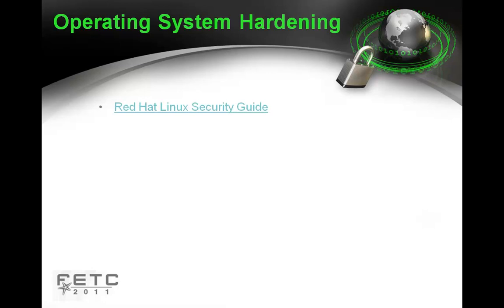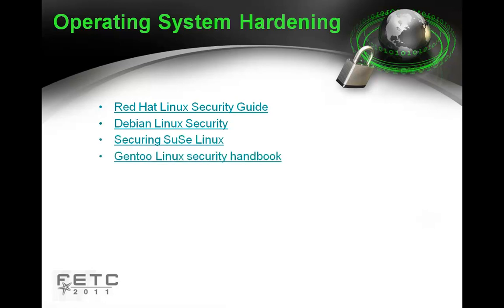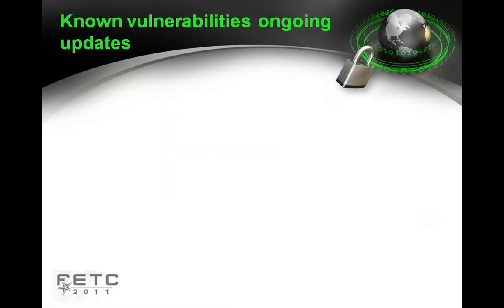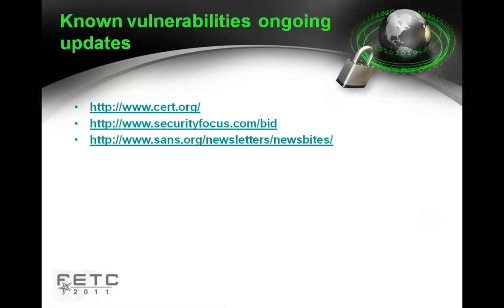Operating system hardening. What I've got here is a list of some of the sites, specifically if you're doing Red Hat, Debian, or SUSE. This is more on the Linux side, then the Windows Server 2003 Security Guide, and I've also listed the 2008 already before. That's the Linux and some of the older Windows for you. Known vulnerabilities and updates. Here's just another set.